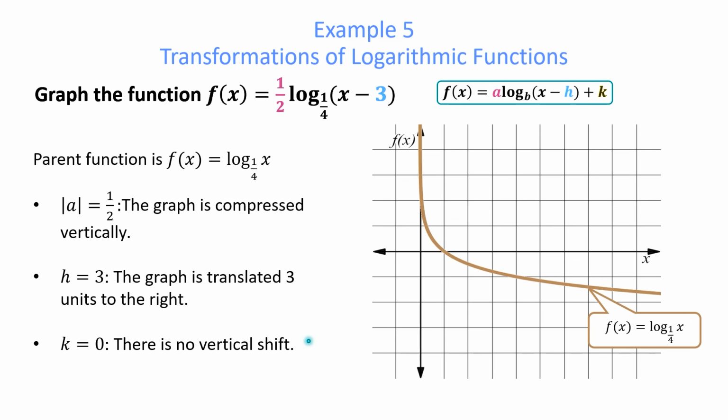So the first thing we'll do is compress the graph vertically, and this is what it would look like. Okay, so now that we've compressed the graph, what we want to do next is to translate the graph 3 units to the right. So if we shift this 3 units to the right, this is what it would look like. Okay, and we know there's no vertical shift, and this is our completed final graph.